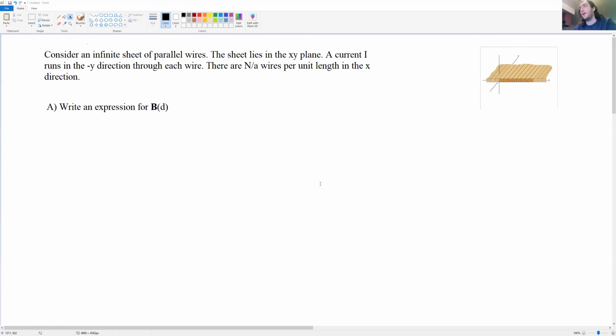So we're recording. This is the question we're looking to answer here. We have an infinite sheet of parallel wires. The sheet lies in the XY plane. A current I runs in the minus Y direction through each wire. There are N over A wires per unit length in the X direction.